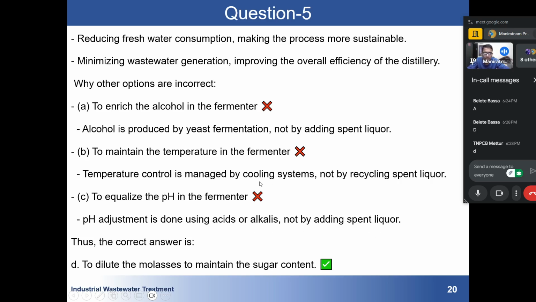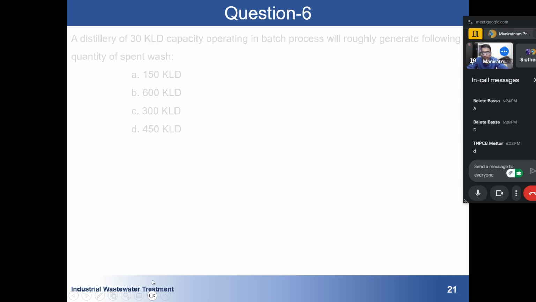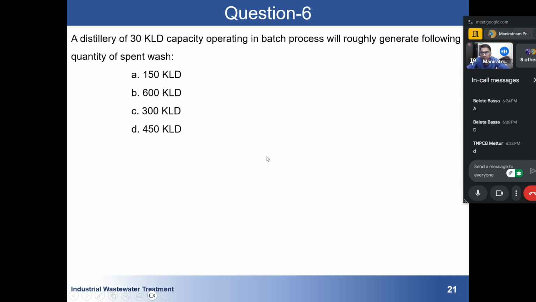And also remember, in biosteel there is some other mechanism for pH. That's why throughout the system, when we get our waste and all this, the pH is already maintained. There is no need of maintaining the pH again, as in the case of batch. So don't get confused with this option. Okay, now the correct answer is to dilute the molasses to maintain the sugar content. This is the easiest question.